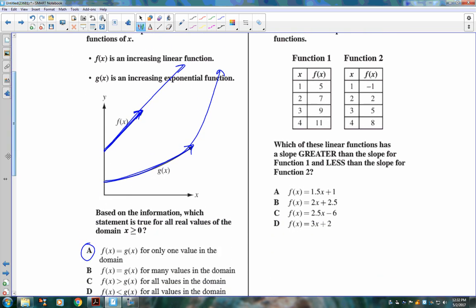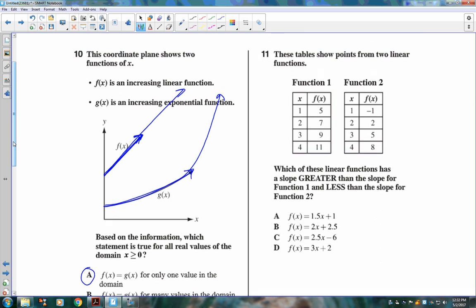Number 11, it gives us two functions, and we want to know which of these linear functions has a slope greater than the slope for function 1 and less than the slope for function 2. All right, so I need to find the slope of function 1 and function 2. So to find the slope, I'm going to use my slope formula.